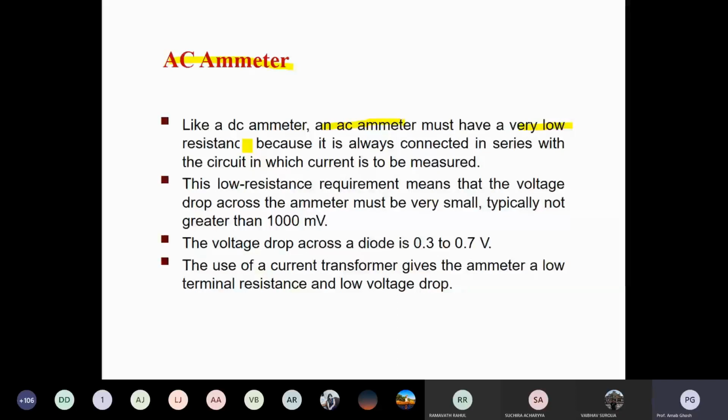You know that simple thing, the low resistance requirement means that the voltage drop across the meter must be very small, typically not greater than 100 millivolts. You know the drop across a diode, for germanium it is 0.3 and for silicon it is 0.7. The use of a current transformer gives the ammeter low terminal resistance and low voltage drop.